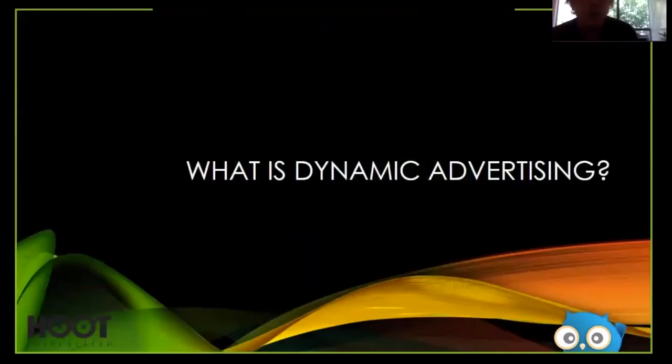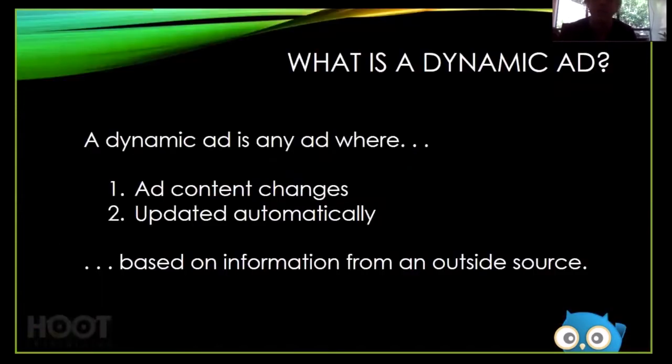Well, I'm going to start with actually kind of a pre-presentation here. The word dynamic gets thrown around in digital marketing so much that I want to make sure that we're all on the same page on what we're going to talk about regarding dynamic, and then we'll get into the actual content. So when we're talking about dynamic advertising and the content of this presentation, we're talking about this. This is our dictionary definition. A dynamic ad is any ad that meets these two conditions. Number one, the ad content changes and is updated automatically based on information from an outside source.